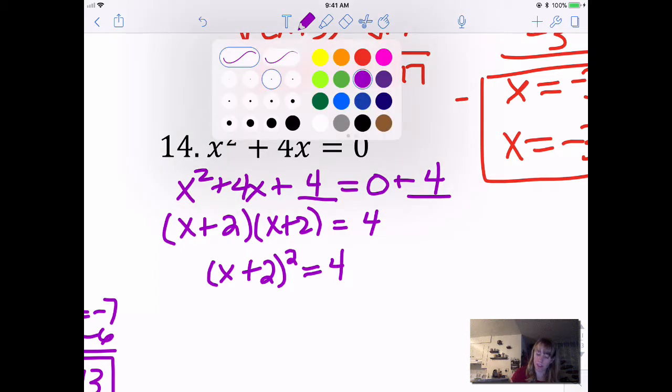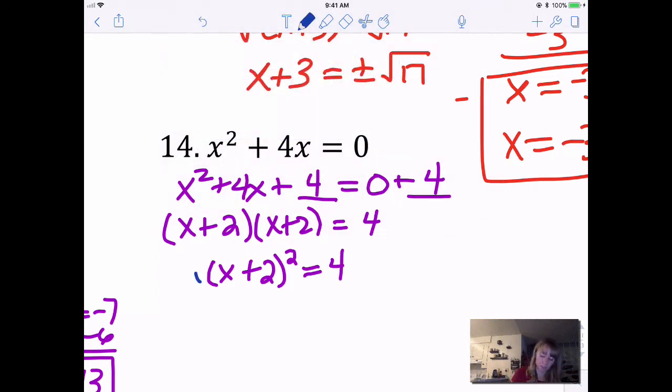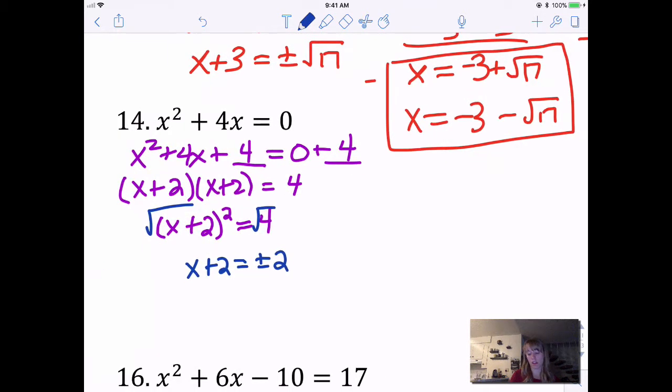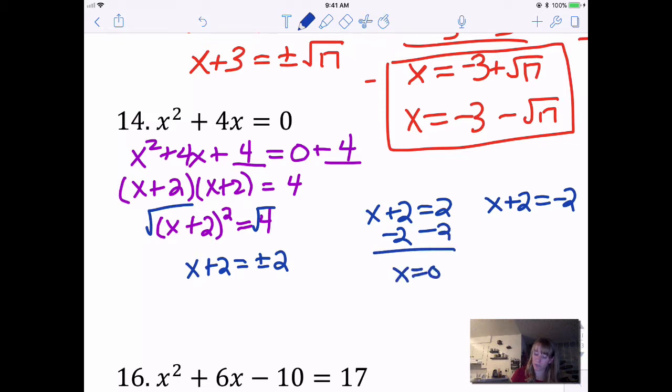Okay. Again, now I'm at the point where it's old news. This is stuff I've already done. Take a square root of both sides. x plus 2 equals plus or minus 2. x plus 2 equals 2, and x plus 2 is negative 2. So then I subtract 2 from both sides, and I get x equals 0. Subtract 2 from both sides, and x is equal to negative 4.